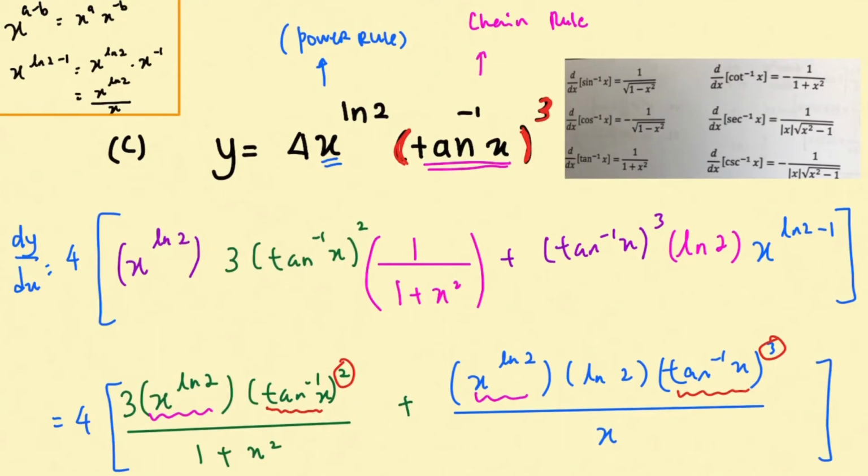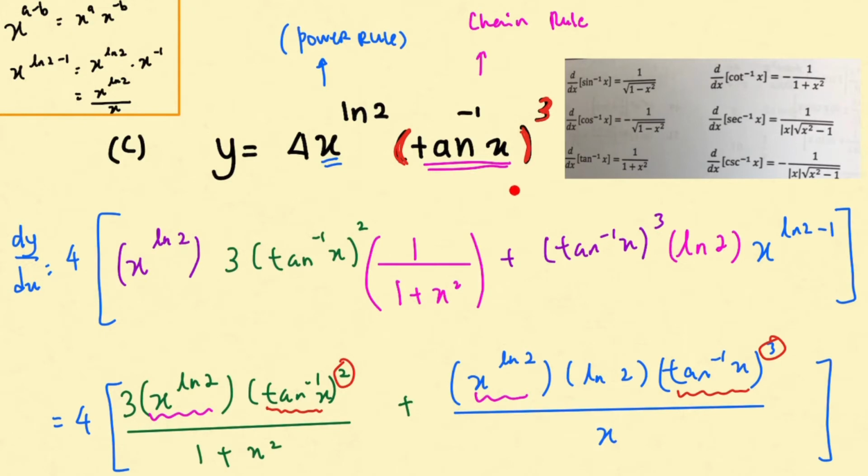Now, let us see the final question here. This is y equal to 4x to the power of ln 2 multiplied with inverse tangent x, everything to the power of 3. So you can see that the first term here is just a power rule because it is x to the power of a constant. And this one we need to solve by chain rule. Why? Because this is u to the power of 3. And you can see that these two functions are multiplied to each other. So of course, you need to use product rule here.